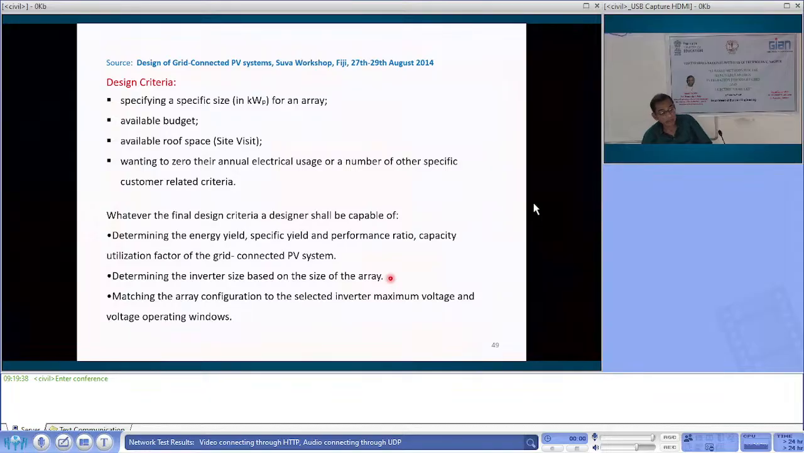ये सब होने के बाद डिजाइन ऑफ ग्रिड कनेक्शन सिस्टम विच इज द टॉपिक ऑफ टुडे. And what is design criteria? So specifying a specific size. So when you go to any terrace, you have to take into account that there will be the area which will be shaded due to the parapet walls. You have to see that there is no nearby tree or a high-rise building. Then you have to calculate active rooftop area, जहाँ बिल्कुल shadow नहीं आएगी, वो एरिया कम रहेगा, वहाँ इंस्टॉल करना है. So site visit is important.